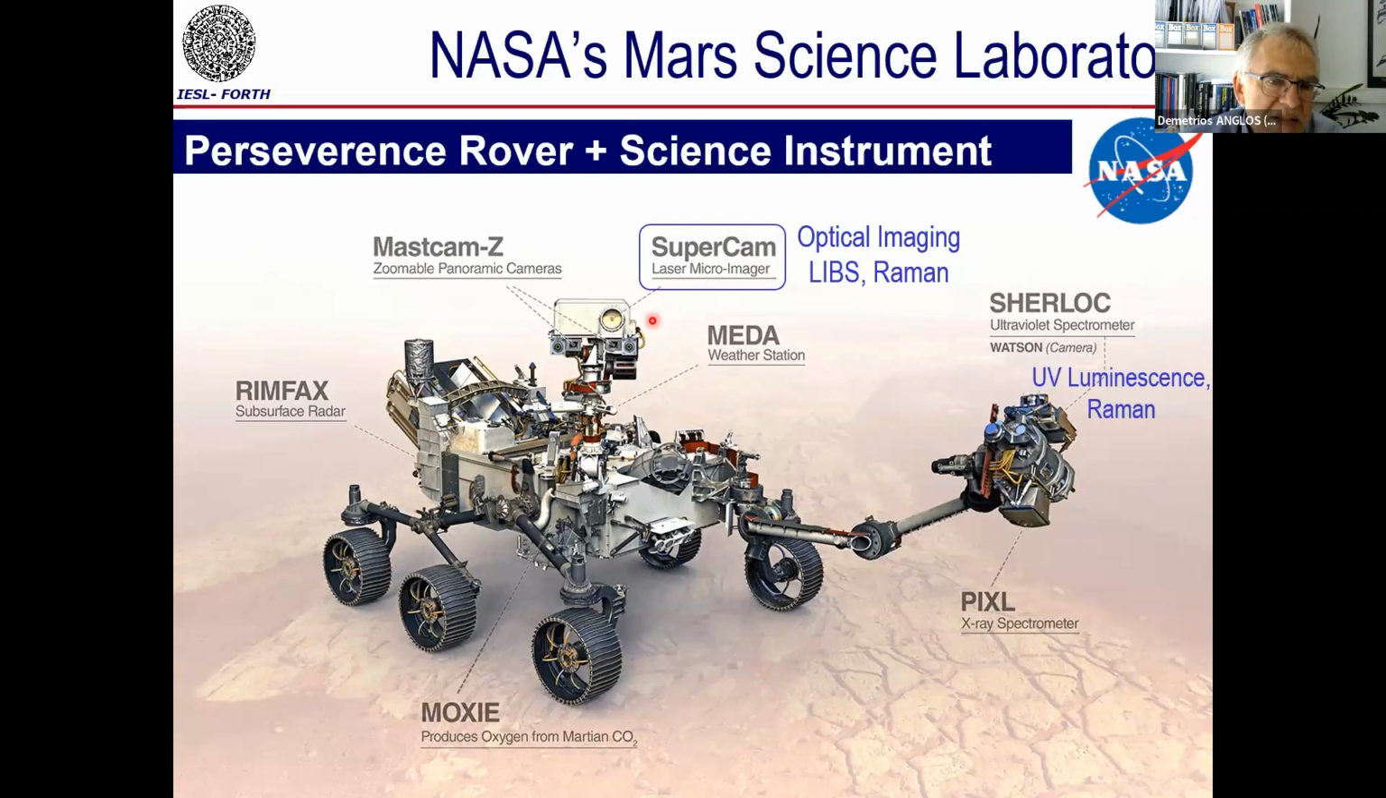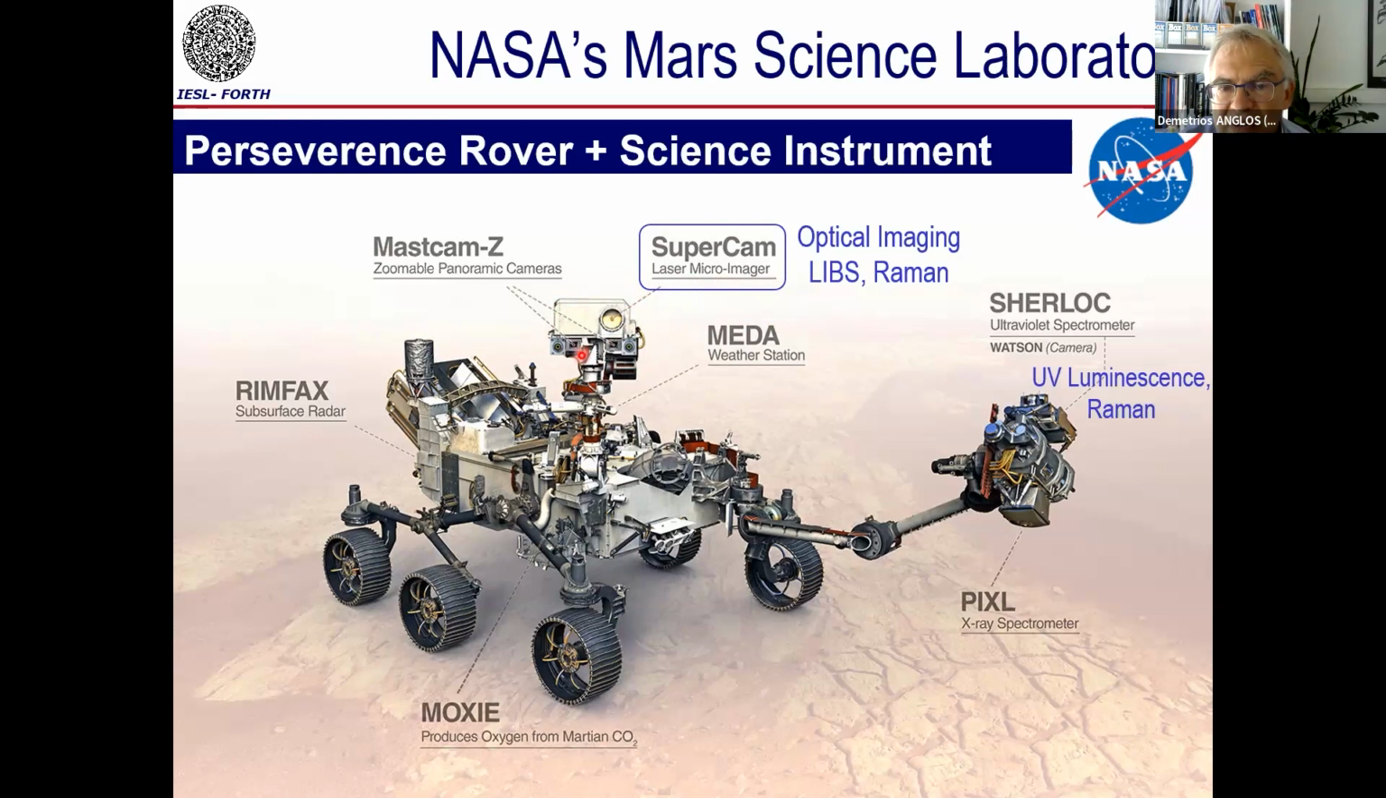I would like us to concentrate our attention on the SuperCam module on the rover. It says here laser micro imager. So there's a number of functions in this head here. One is a high resolution imaging at distances of the order of 10 meters, average distances of the order of 10 meters. So one can image rocks and stones and other features on the surface of Mars.